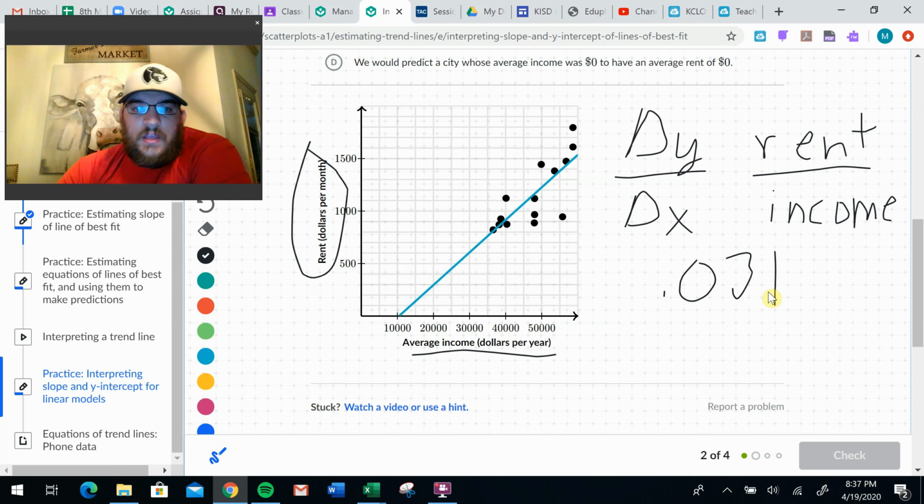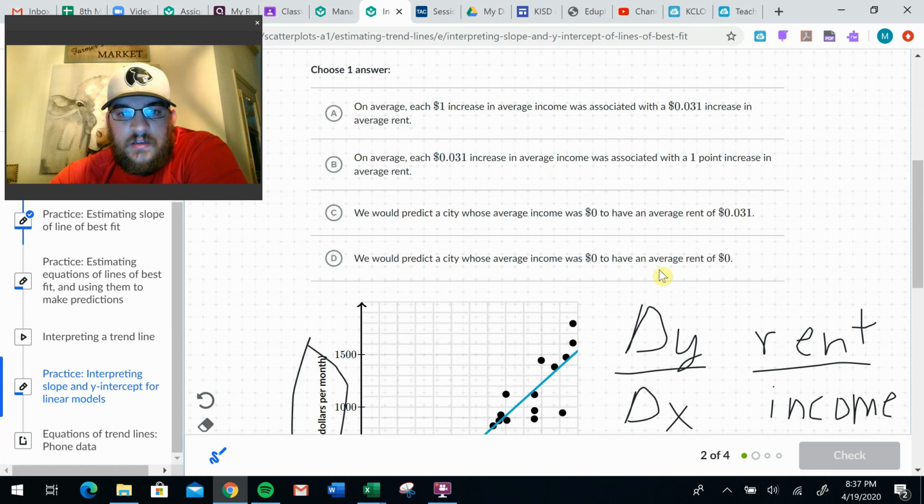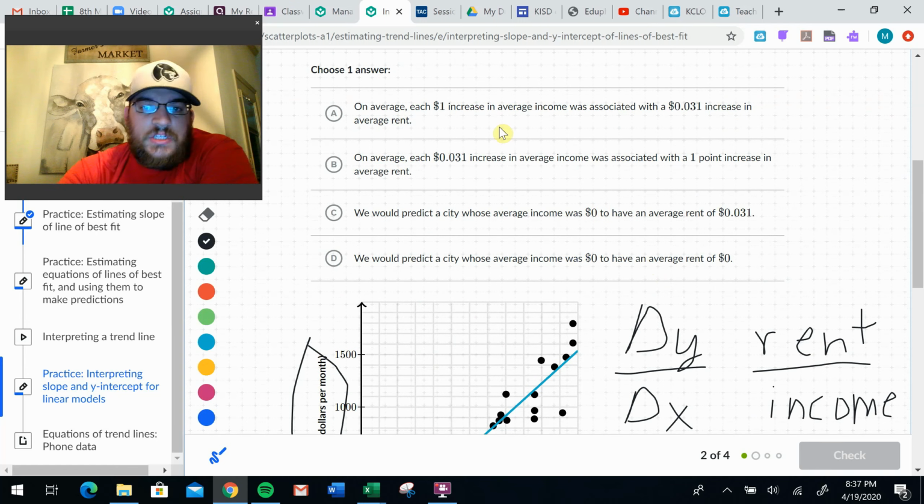Okay? And that your rent will increase by $0.031 per month as your average income increases by $1. Okay? So that's 3.1 cents increasing. Alright? So on average, each $1 increase in average income was associated with a 0.031 increase in average rent. That could be a correct answer. On average, each 0.031 cent increase in average income was associated with a 1 point increase in average rent.